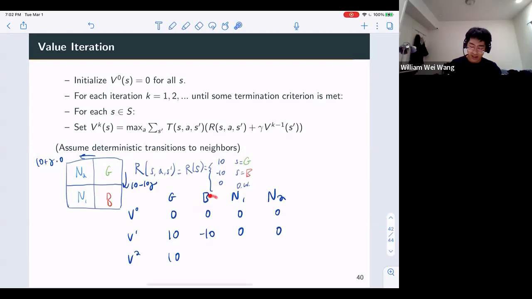Then if you look at this bad state, well, it's kind of similar now. So I could go left and I could go up. Intuitively, going up is better, right? So if I go left, I just get -10 value. But then if I go up, then I get -10 plus gamma times the value of being in state G. So you would reference this value. So that's gamma times 10.